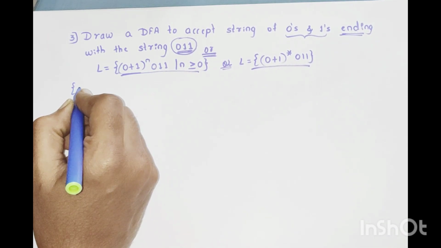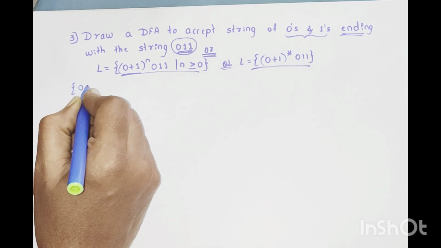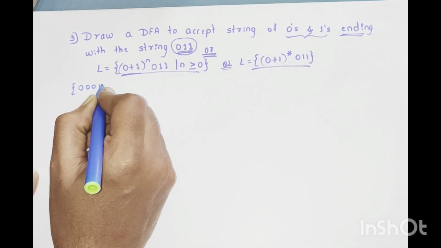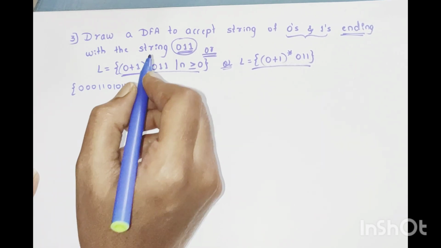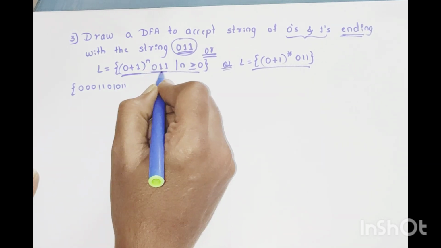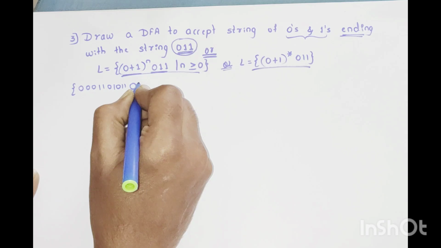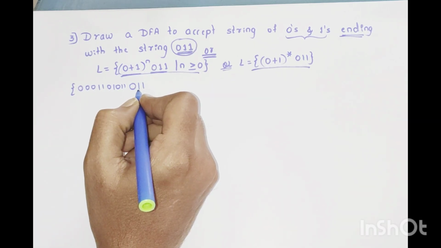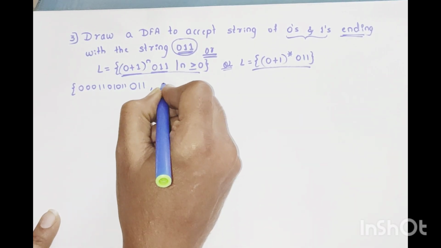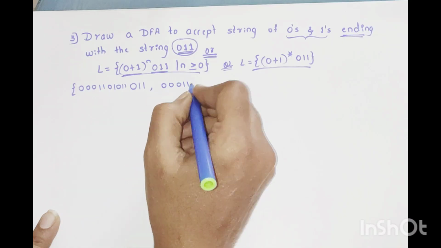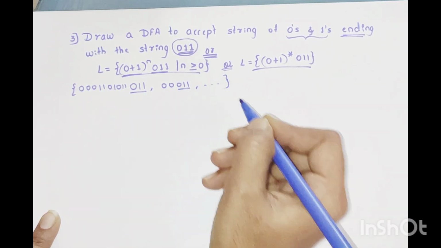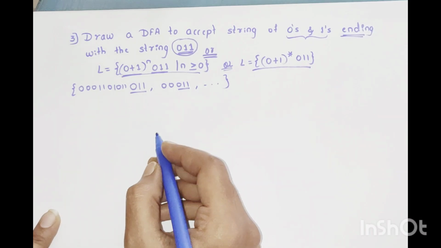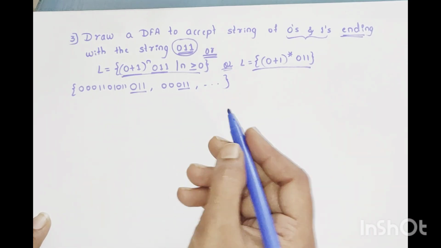So now I can have any number of 0s or any number of 1s or any possibilities of 0, 1, 1, 1 like that, but compulsorily it should end with this 0, 1, 1. Like this I can have, or I can end with this. Here also it is ending with 0, 1, 1. So like this we are going, now we'll obtain a DFA.